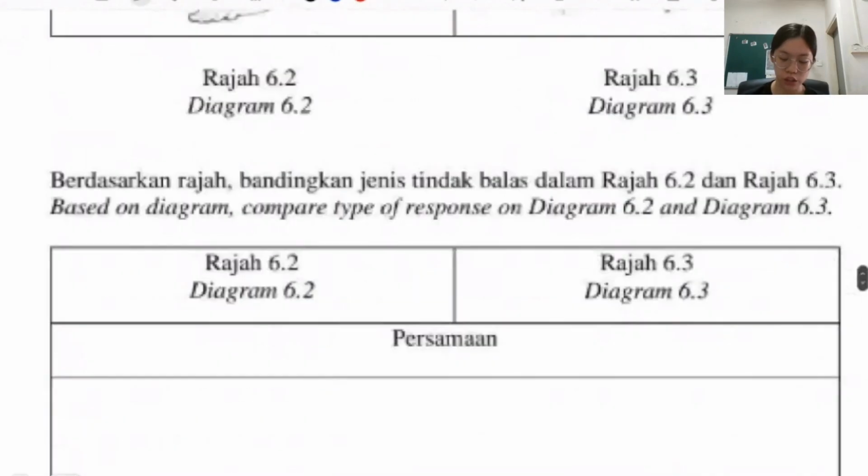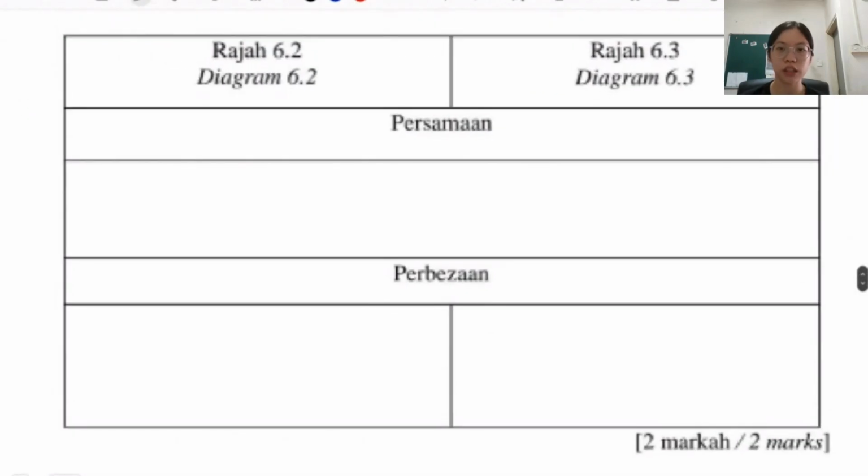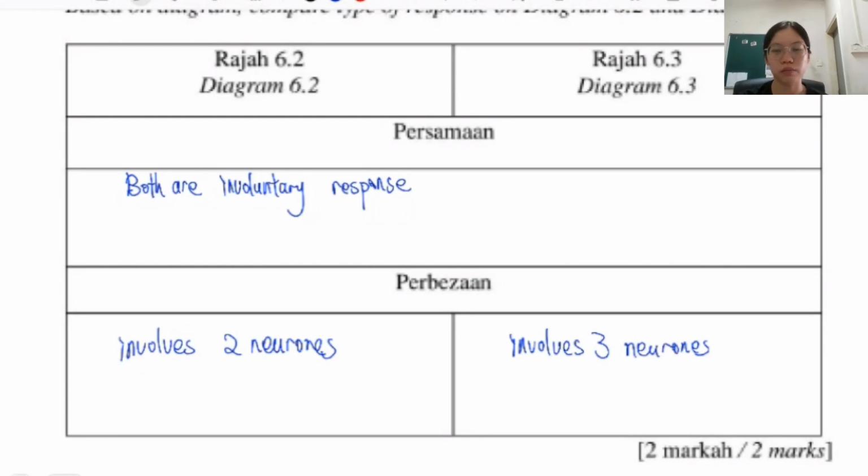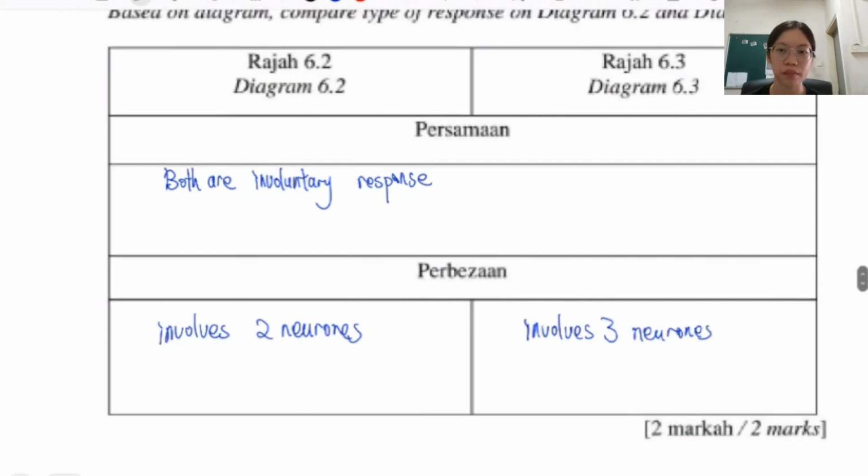So how are you going to write the similarities and differences? This is an involuntary response, and it involves two neurons, while 6.3 involves three neurons. Or you can write it is a two neuron reflex arc, or a three neuron reflex arc.